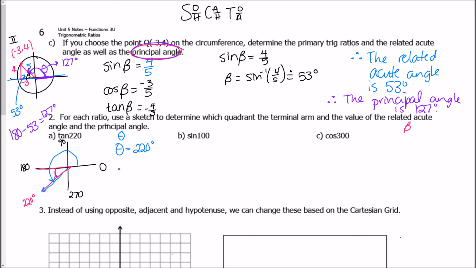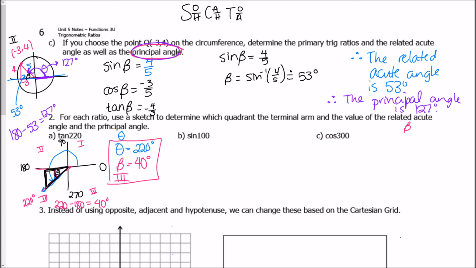We'll call that angle beta. So angle beta would be 220 minus 180, or 40 degrees. So angle beta here is 40 degrees. Okay? And then lastly, it asked us to figure out which quadrant it's going to be. So since this is quadrant 1, quadrant 2, quadrant 3, quadrant 4, our answer is going to be in quadrant 3. So those are the answers to our questions.